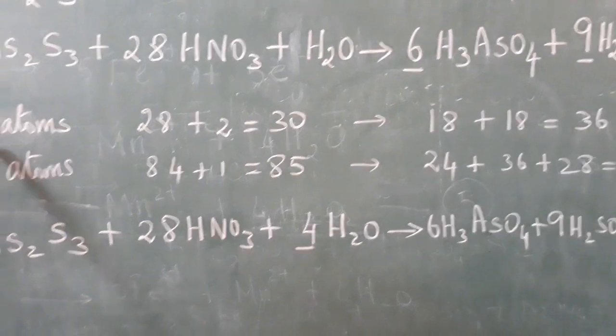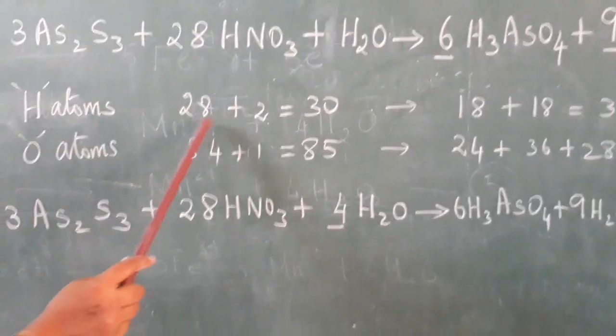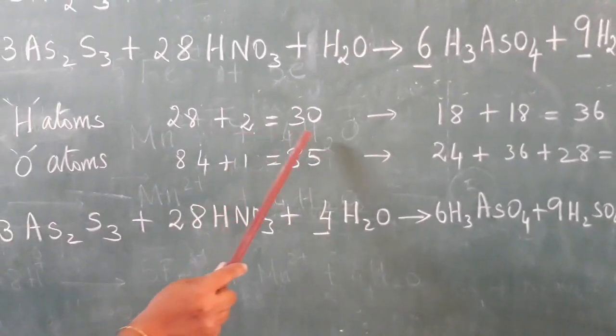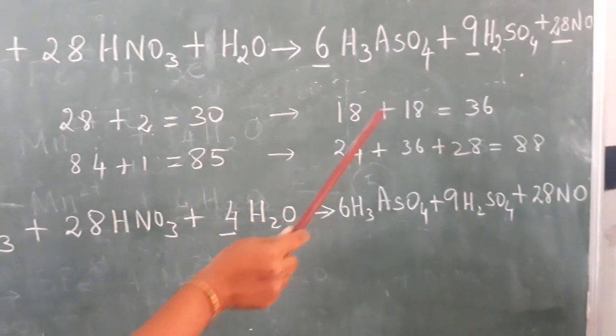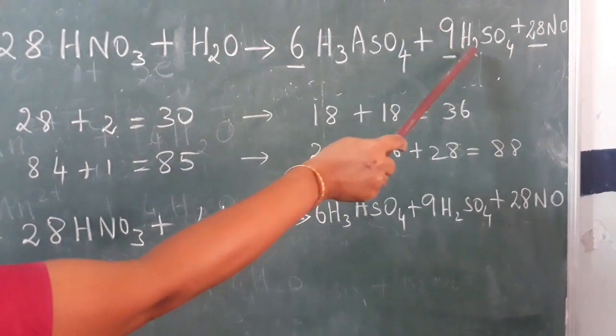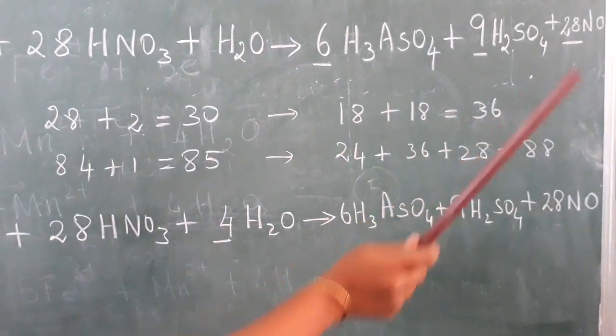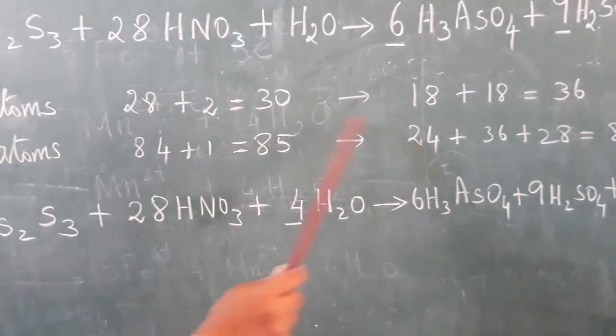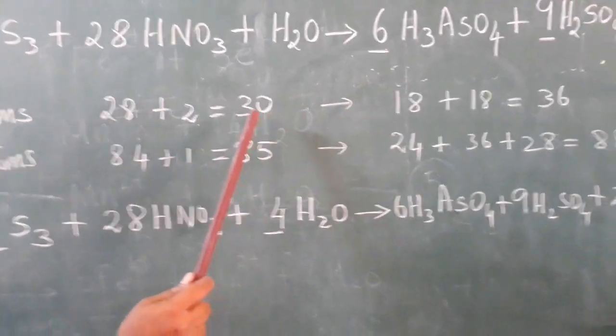Now, see the hydrogen atoms. On the reactant side, we have 28 plus 2, 30. On the product side, here 6 into 3, 18, and 9 into 2, 18. 18 plus 18, 36. So there are 6 hydrogen atoms short.